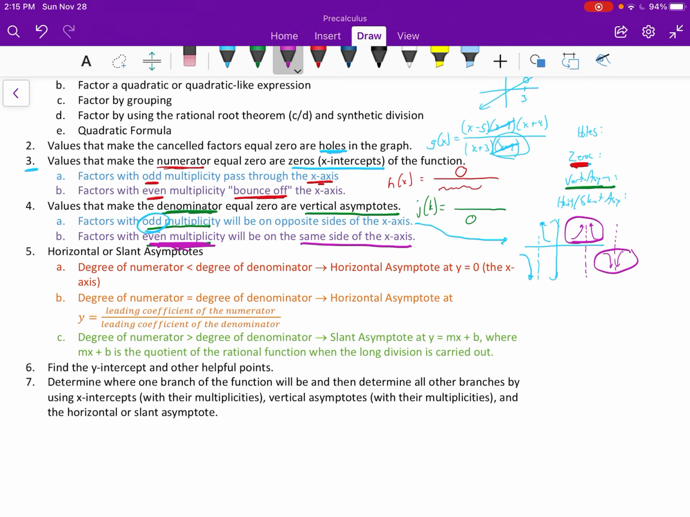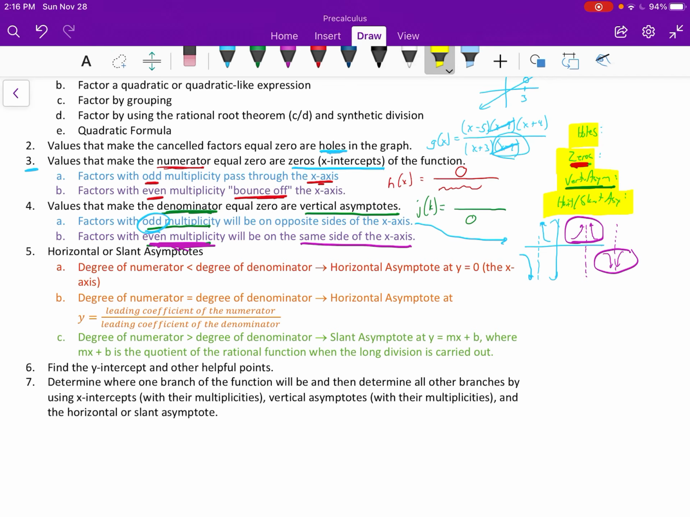So we have the holes, we have zeros, vertical asymptotes, and the next one says horizontal or slant asymptotes. And that's what we're going to talk about now. This one has 3 different options, and this is about the degree of the numerator compared to the degree of the denominator.